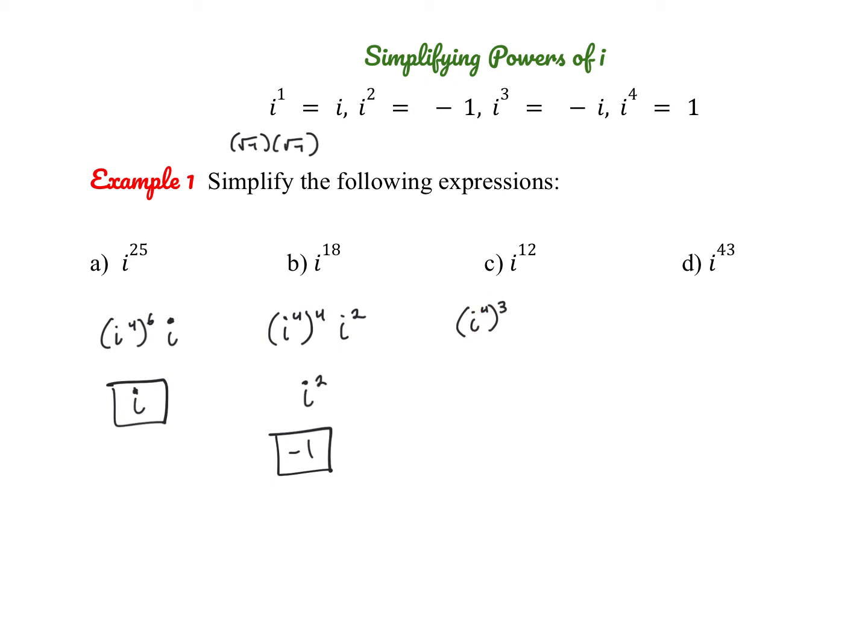For i to the 12th, we have i to the 4th cubed, and that's the entire thing, so this would just simplify to +1. So essentially, if the power is a multiple of 4, it will simplify to 1.